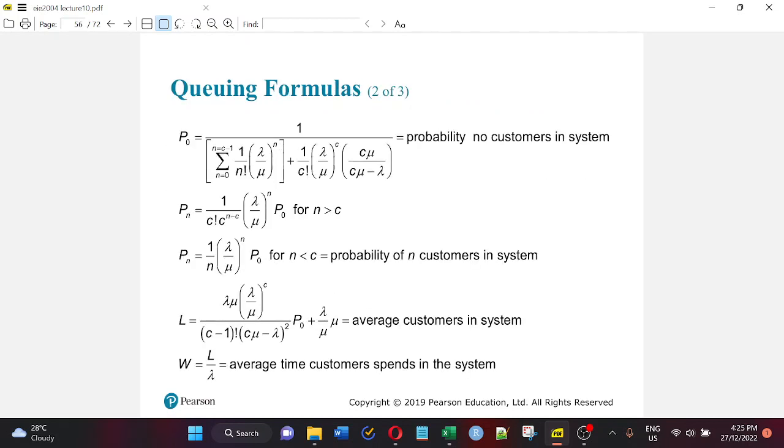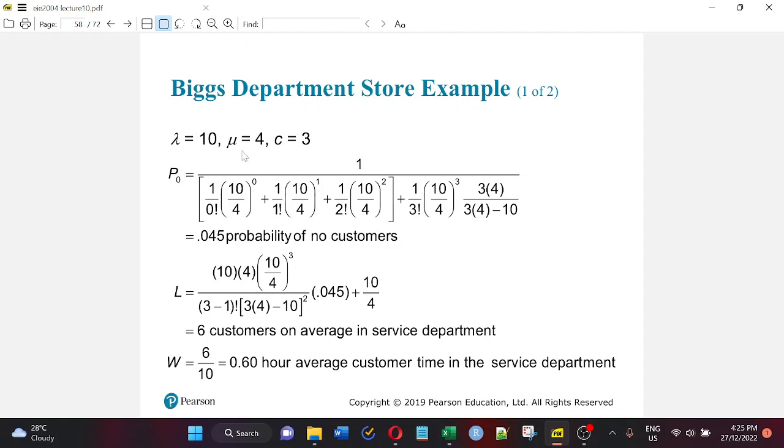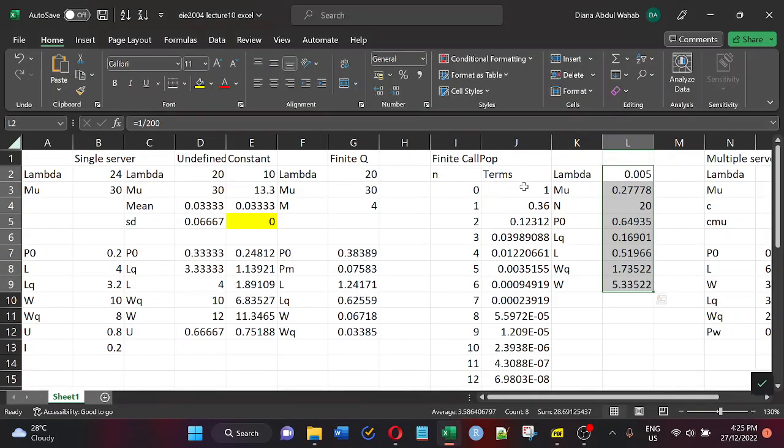Let's say C is equal to 3. So you start with n equal to 0 plus n equal to 1 plus n equal to 2, because you have to stop at n equal to C minus 1 over here. You have to stop at C minus 1. 3 minus 1 is equal to 2. So not that lengthy. So what I do is that with the 10, 4, and 3, you just plug in into Excel.